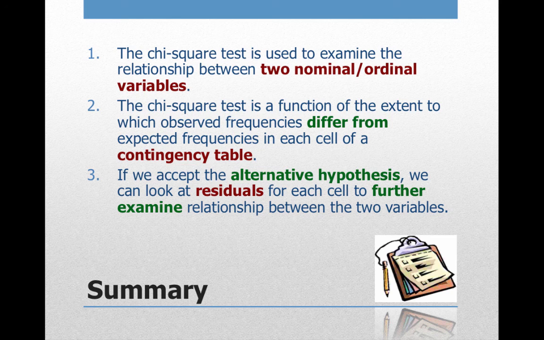And if we end up accepting the alternative hypothesis and rejecting the null, then we have to look at the residuals for each cell to help us talk about the differences between the two variables. Again, look at the biggest positive residuals and talk about those differences within your IV and DV.